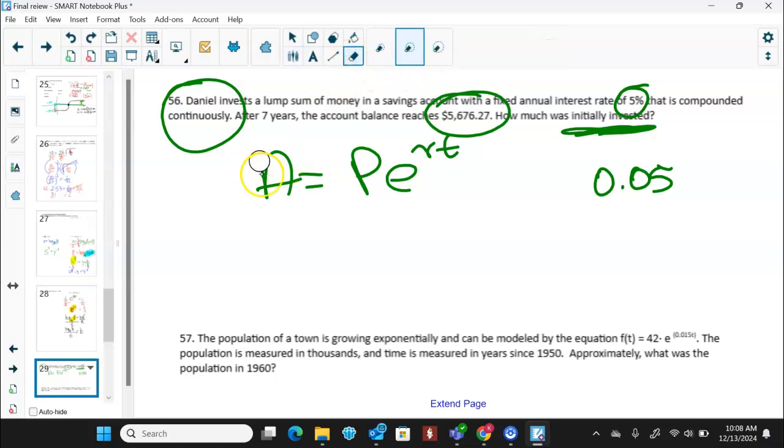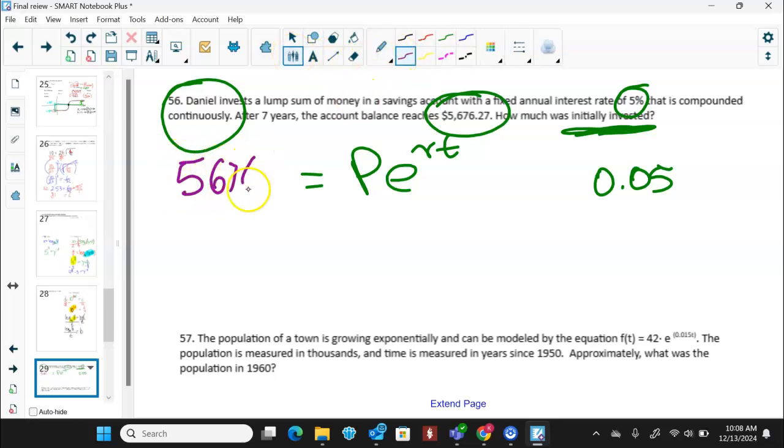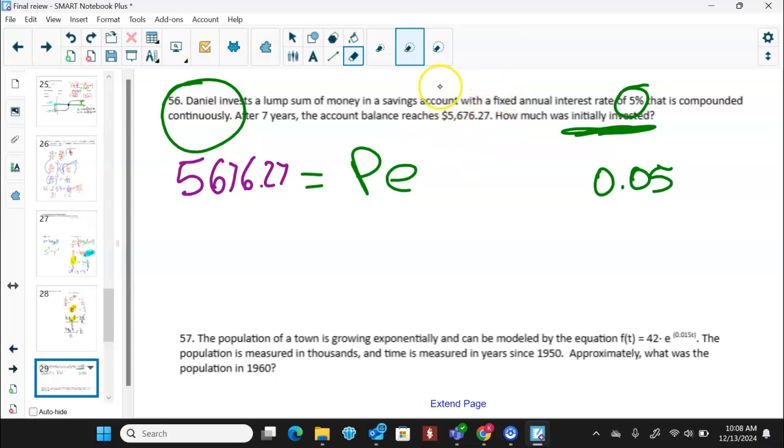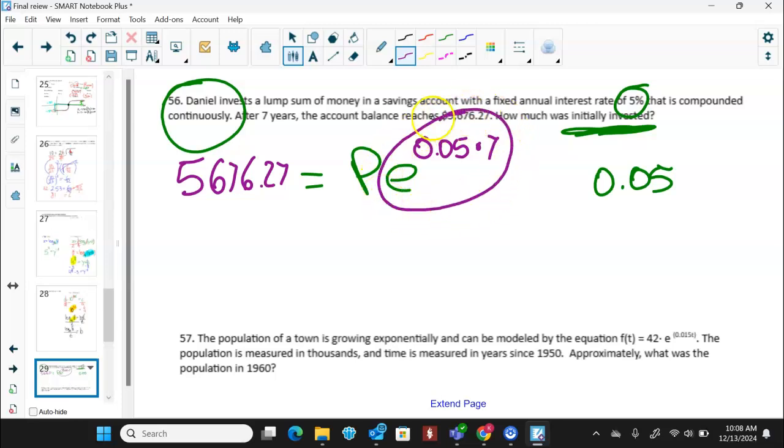So we are going to take this and plug it in here. It's very important to read and make sure that you're reading it correctly. So that's 5,676.27. Now, your rate is given to you and your time is given to you. So your rate is 0.05 times 7 years. Now you're trying to figure out what the initial amount is. So what we can do is put this into a calculator. Again, e is a number.